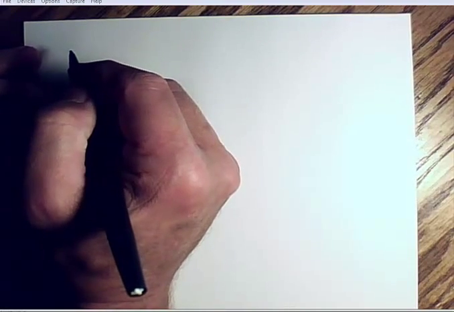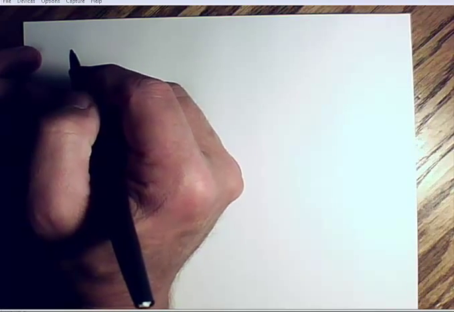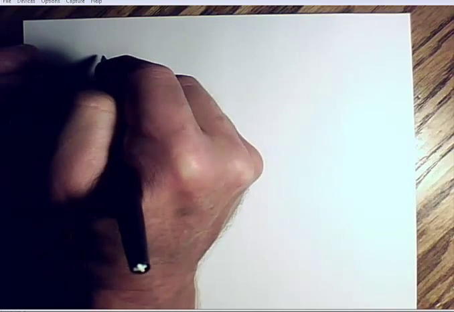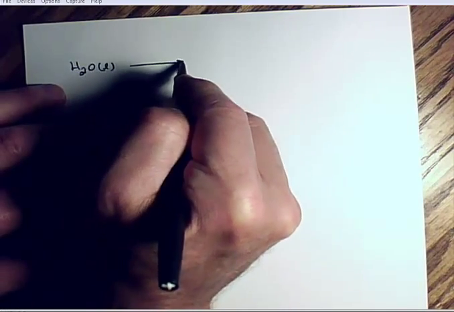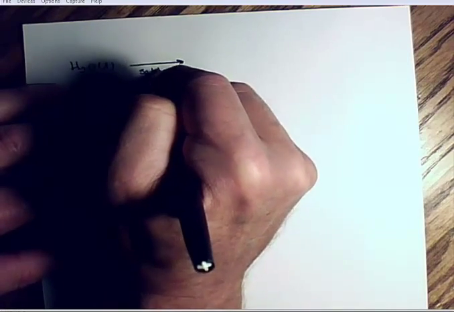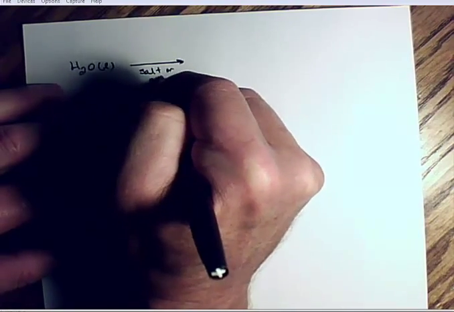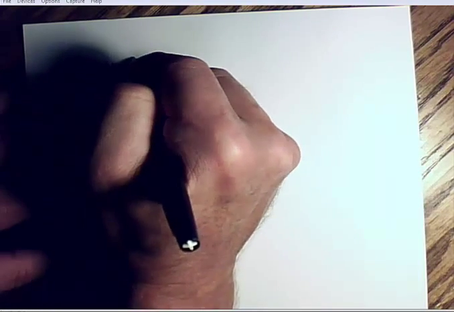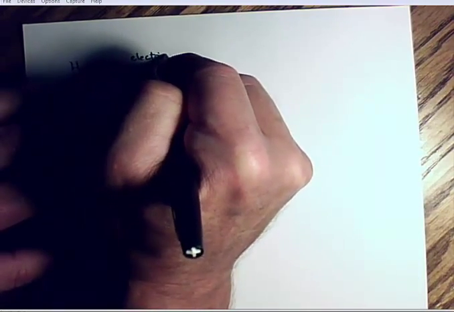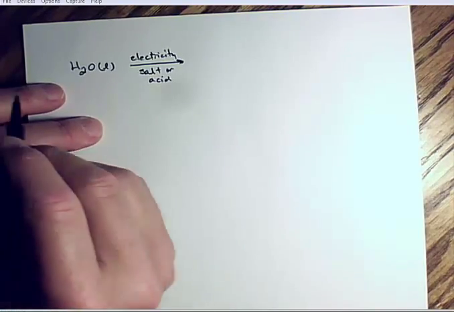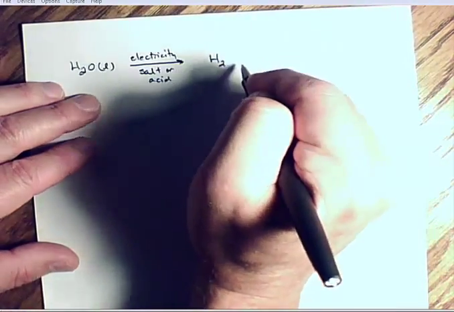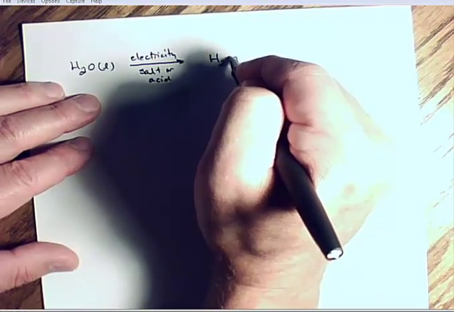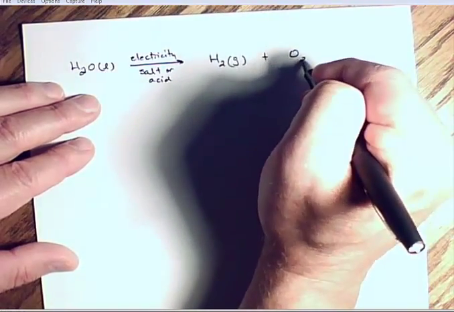Let's take the electrolysis of water. So the electrolysis of water works like this. We have liquid water, and you have to put salt or acid in it to cause it to conduct electricity, and we have to put electricity in it. Electricity is a form of energy. And when we do that, we break the water up into hydrogen gas and oxygen gas.